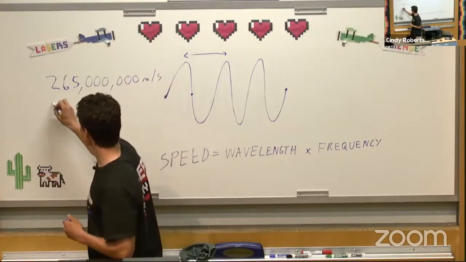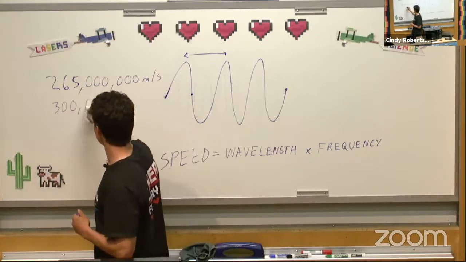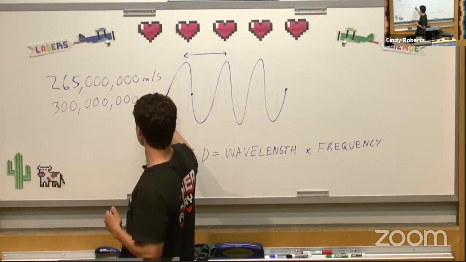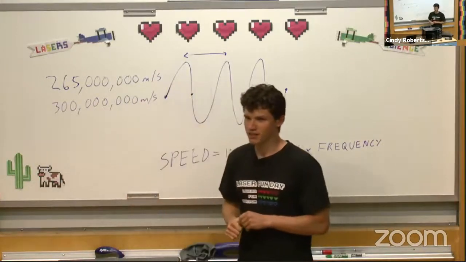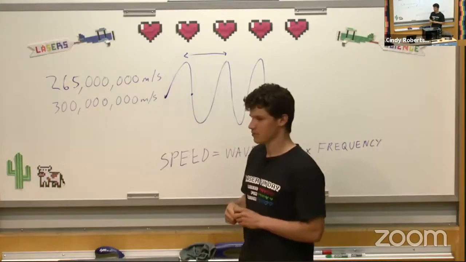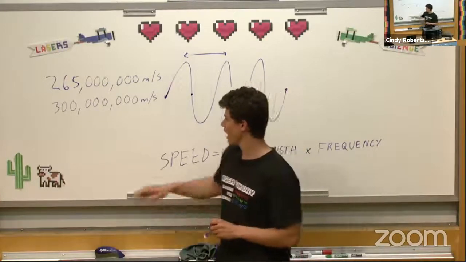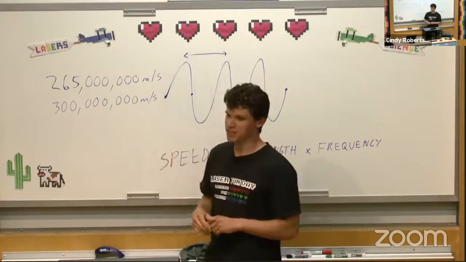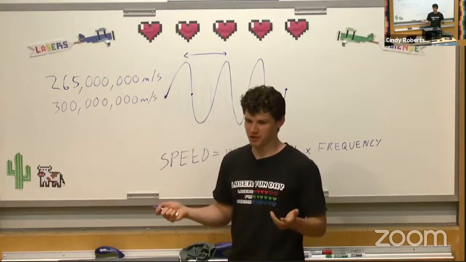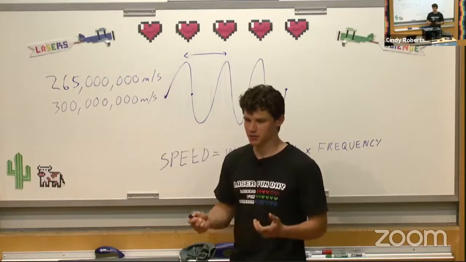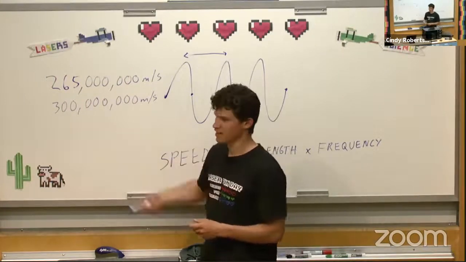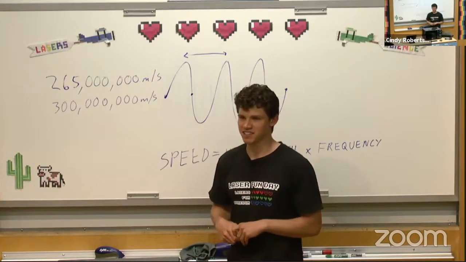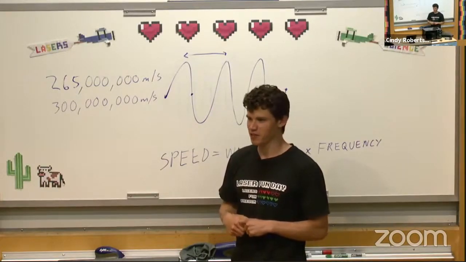And this actually compares pretty well with the value that scientists use a lot for the speed of light, which is 300 million meters per second. And so with just a microwave, candy bar, and ruler, we're able to get a value for the speed of light that a lot of astronomers and physicists not that long ago would have been pretty jealous of.